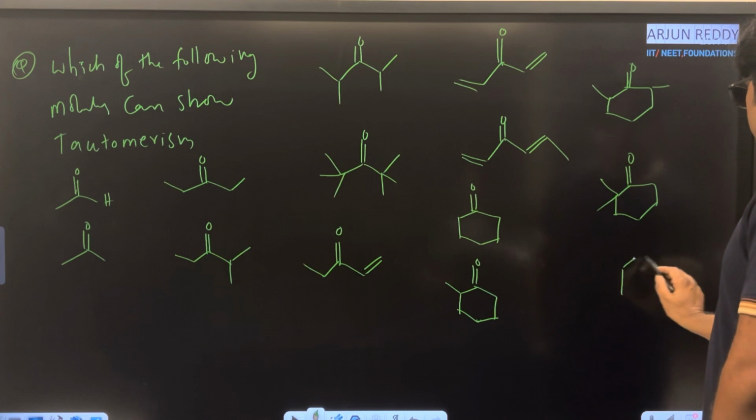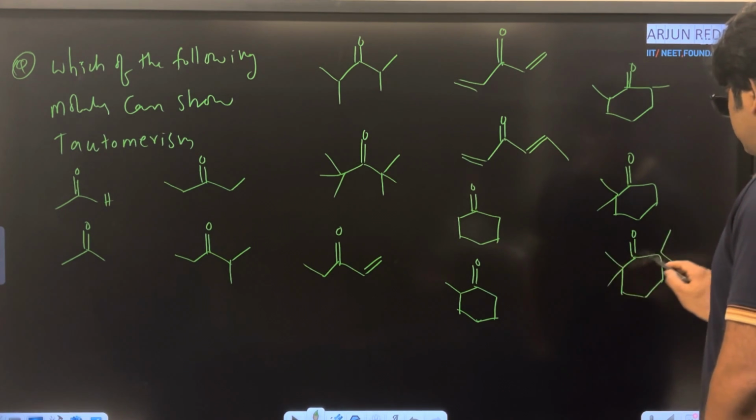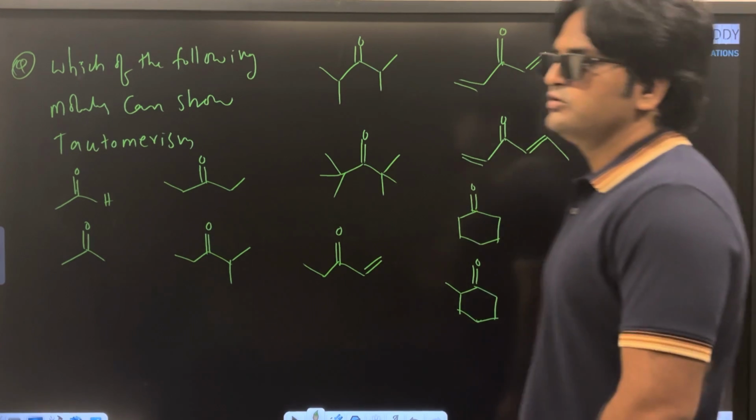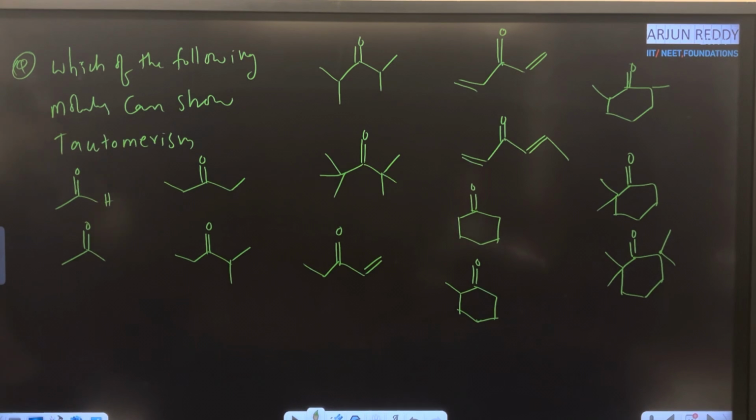Any type of example they can give. Yes. These are the molecules. From these molecules, identify which molecule can exhibit tautomerism, right?